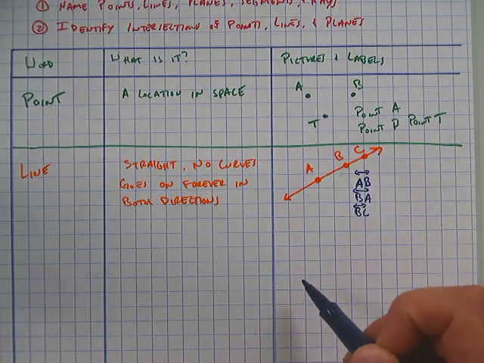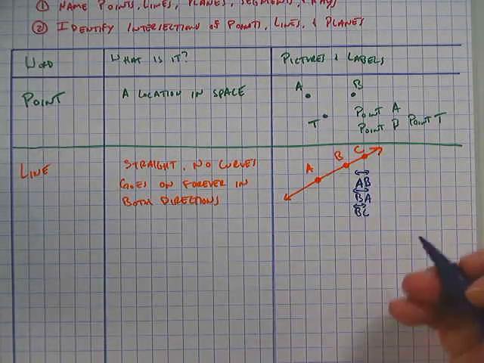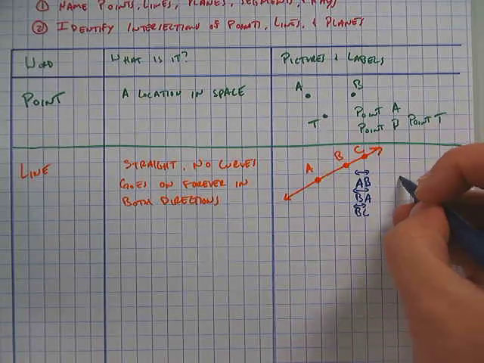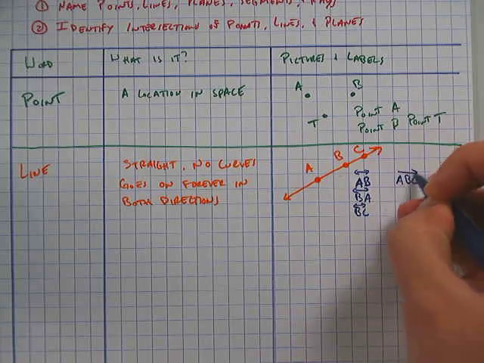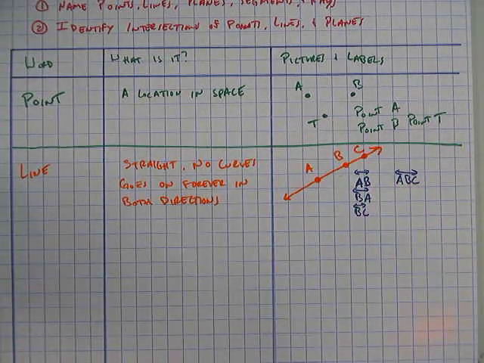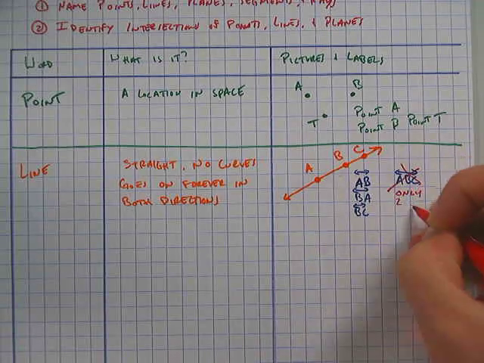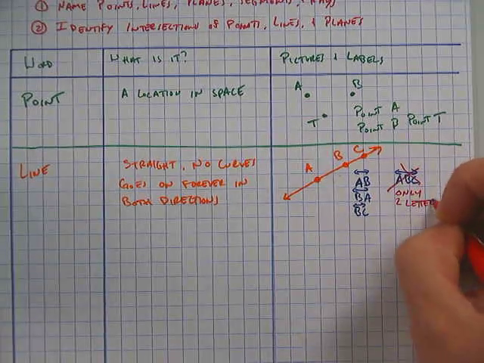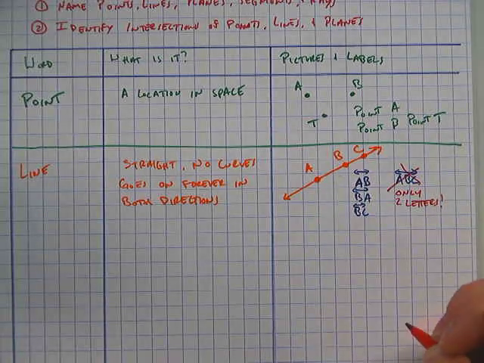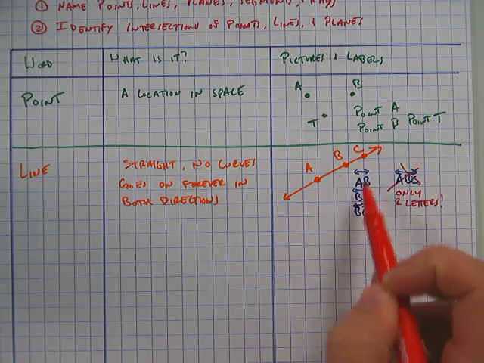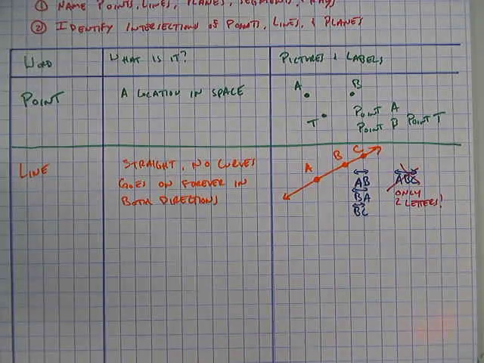We could call it BC. Any combination of 2 of those letters. The only thing that we don't want to see is more than 2 letters. So I could not call this line ABC, that would not work. That would not be a good idea. We want to use only 2 letters. Okay, so if we're labeling our line using points, we only want 2-letter combinations here.